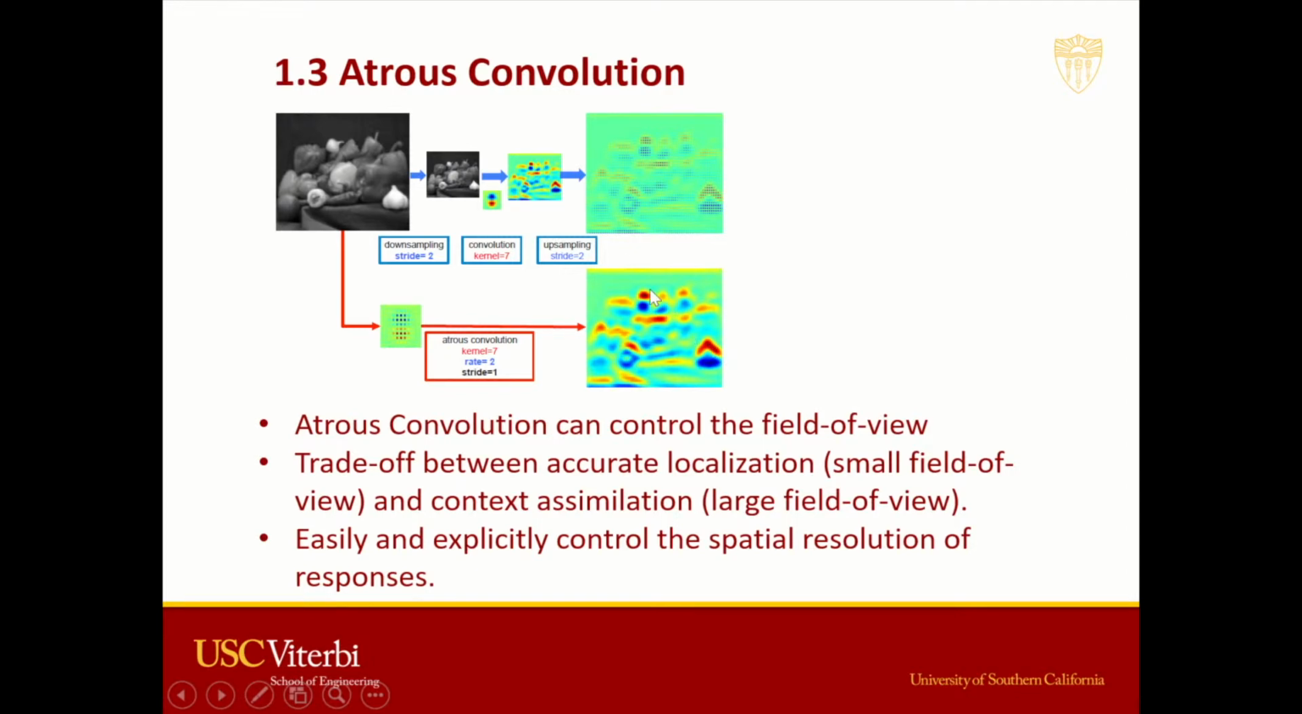And here is the example of atrous convolution. The first row is standard convolution. We use downsampling stride 2, and then we filter this image by this kernel. And then we do upsampling with stride 2, and we can see the loss of spatial information. And here, we do the atrous convolution with this filter with the same kernel size. And we can see a better performance by using the atrous convolution.